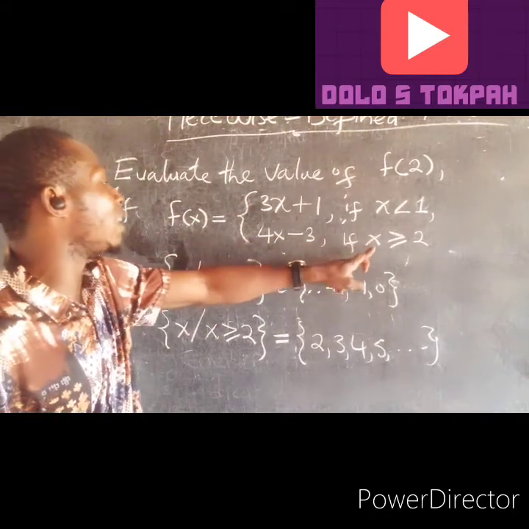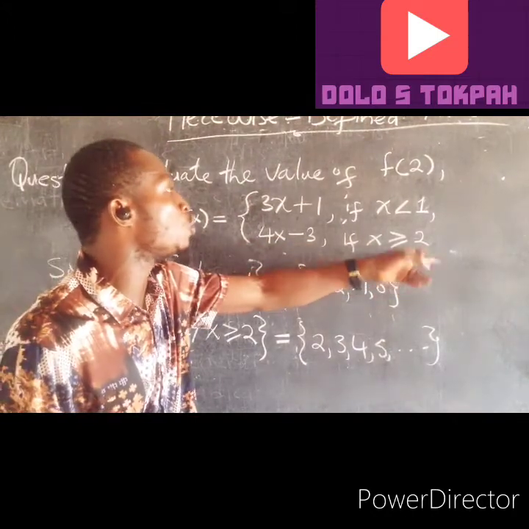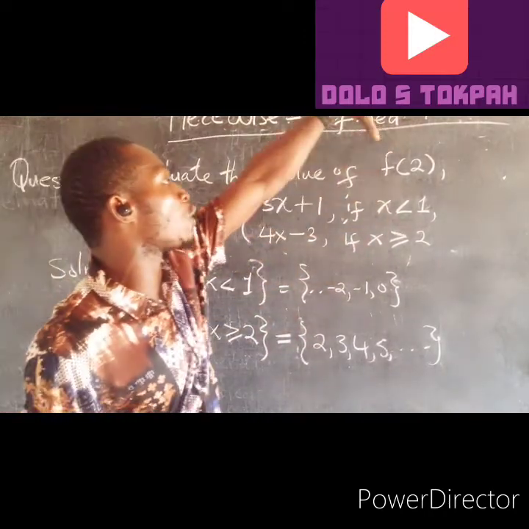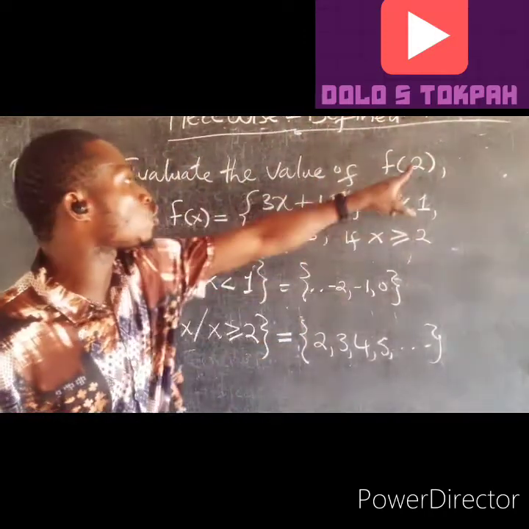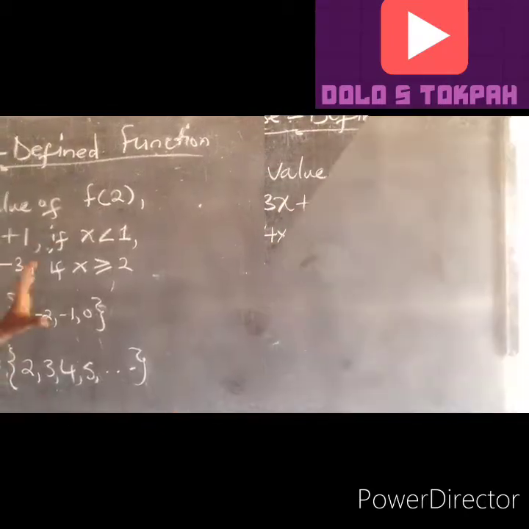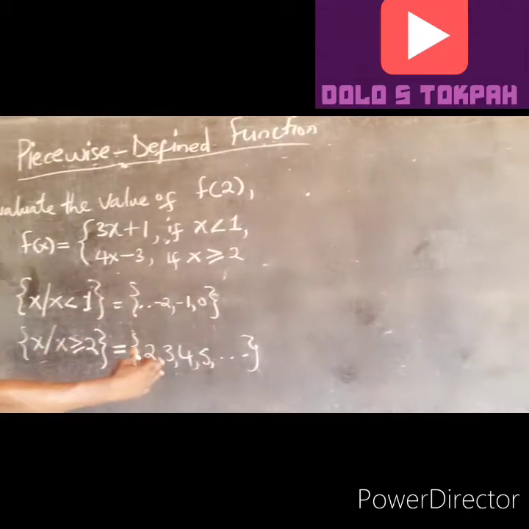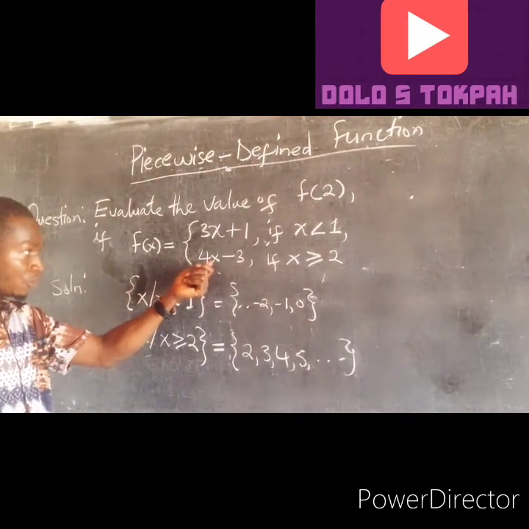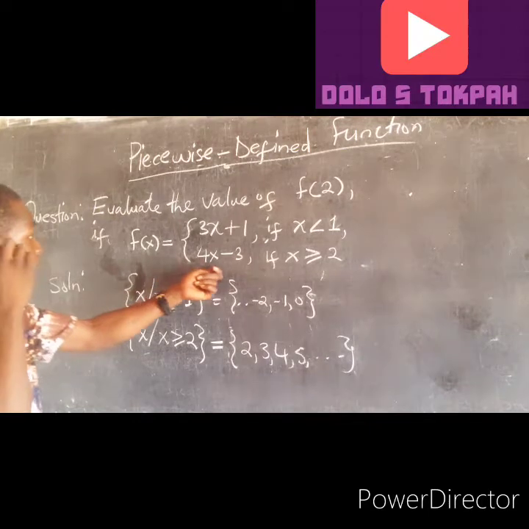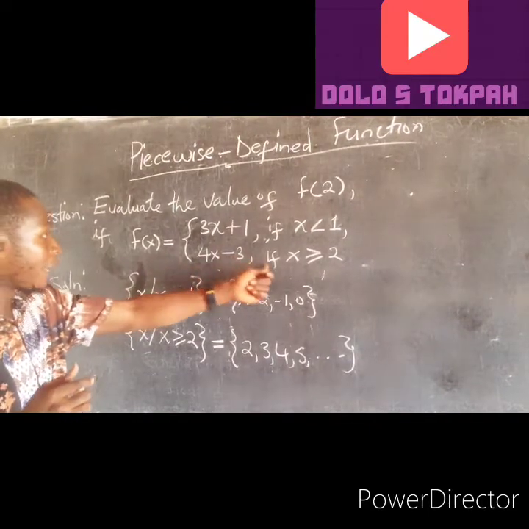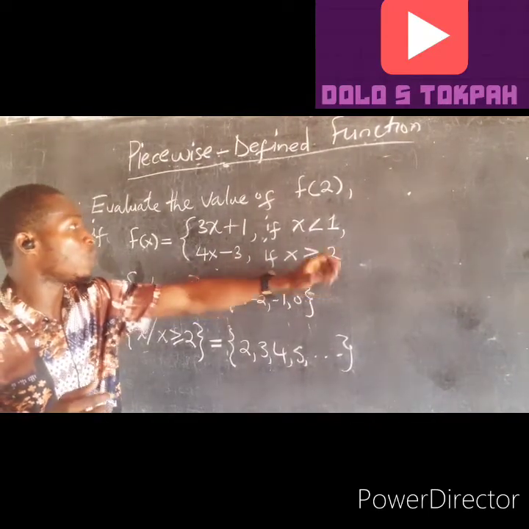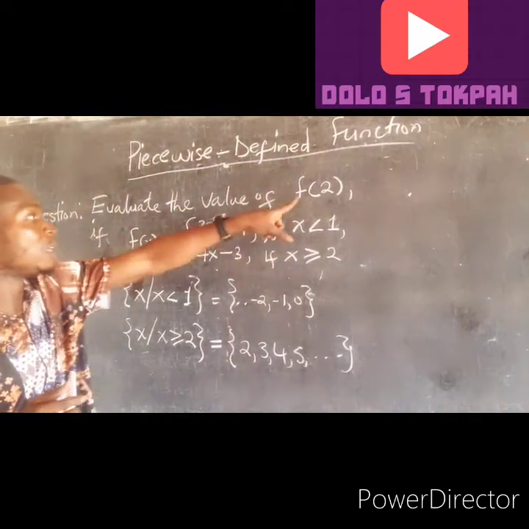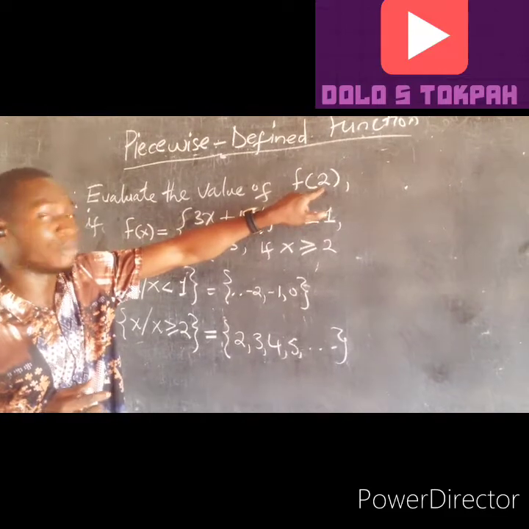Because if x is greater than or equal to positive 2, and we are asked to evaluate the value at x of positive 2, this means that 2 is part of the solution set. So we have already got this set up. It means that we are using this second sub-function, 4x minus 3 if x is greater than or equal to 2, because it has the domain within the solution set. The domain of f of 2, this 2 here, is the domain.